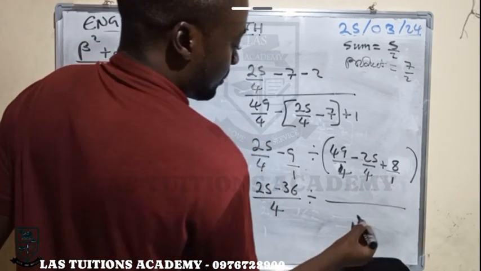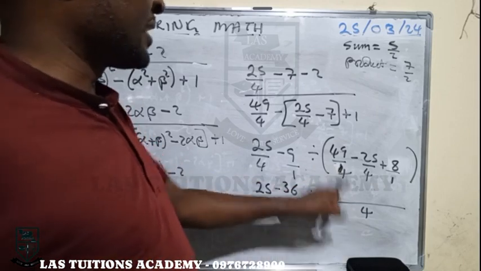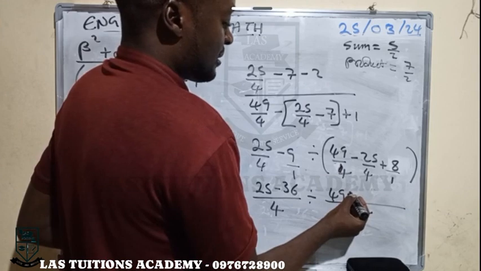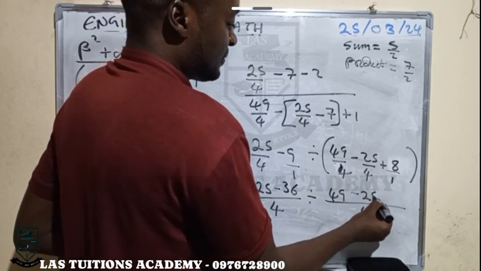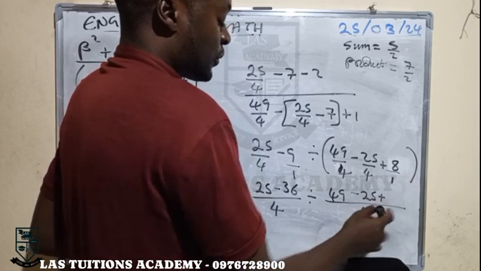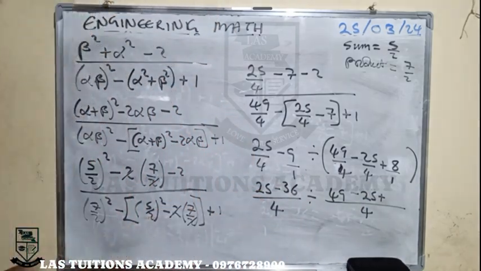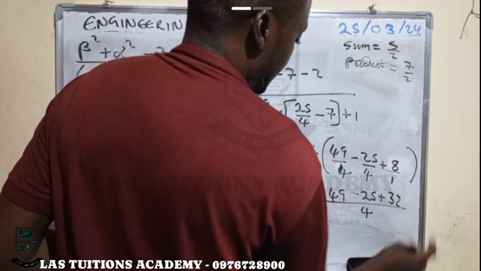Then the common denominator here is 4. So 4 into 4, 1. 1 times 49, you get 49. Minus 4 into 4, 1. 1 times 25, you get 25. Plus 1 into 4 is 4. 4 times 8. What is 4 times 8? Should be 32, right? Yeah, 32.